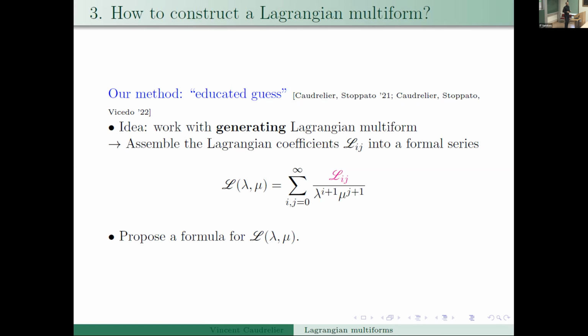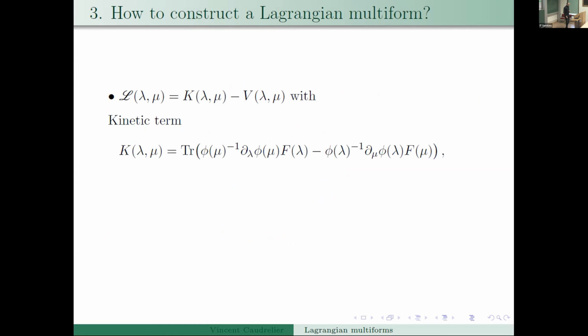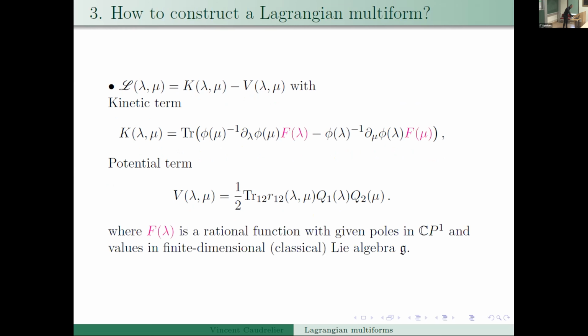And then you just give a formula and check that it works. So here's the formula. It's a nice Lagrangian. It's got a kinetic part and a potential part. And now it's a bit less nice. That's the kinetic part. That's the potential term. And now you're like, oh my God, what is going on? So let me comment a little bit.